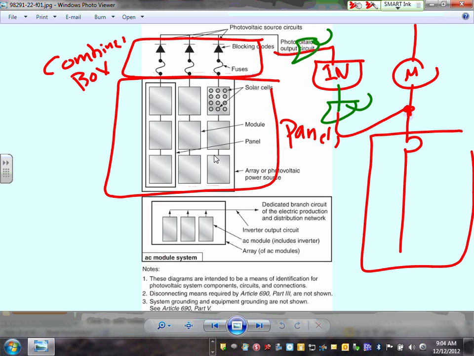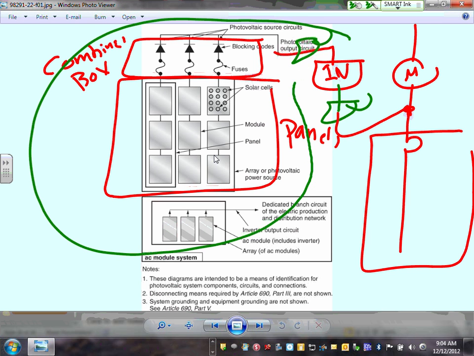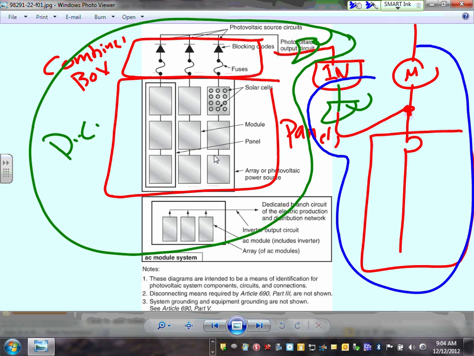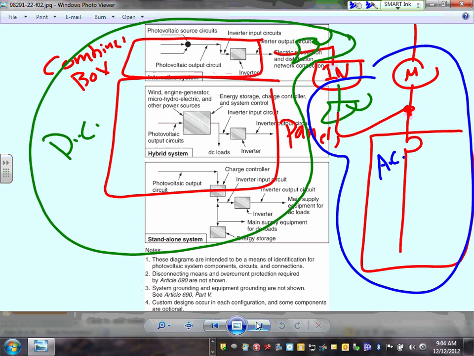Everything up to this point, guys, is DC right here. This is my DC. And then after that, everything from here down is my AC system. Can you guys see how the two systems are tied together? The DC inverter ties to the AC. Okay, so we talked about this one. Let me show you the last thing. Okay, here you go.